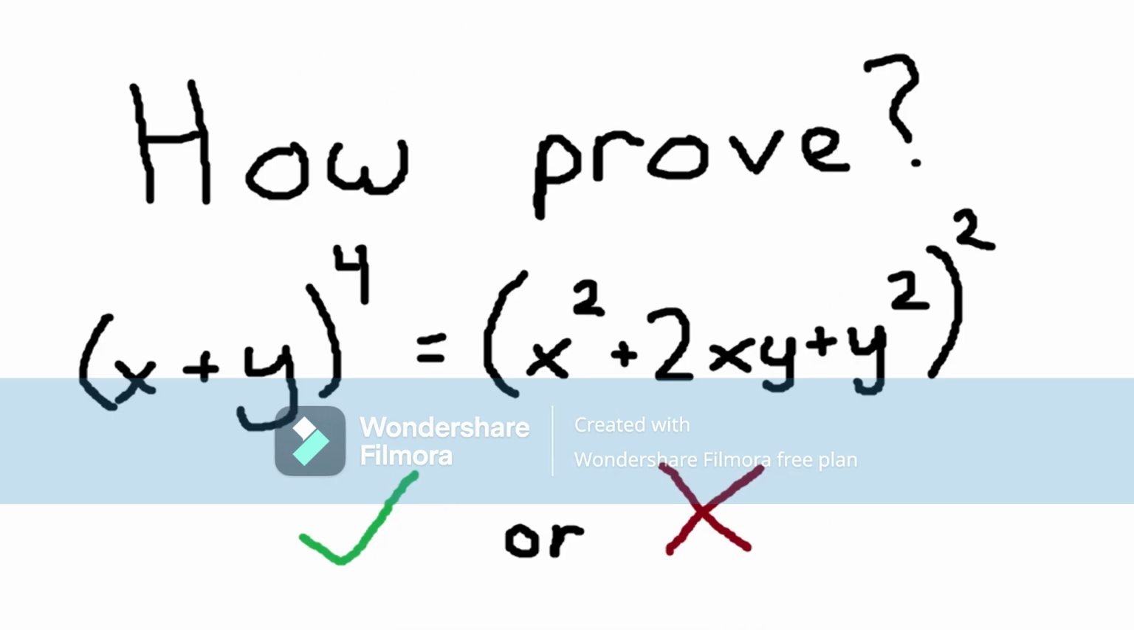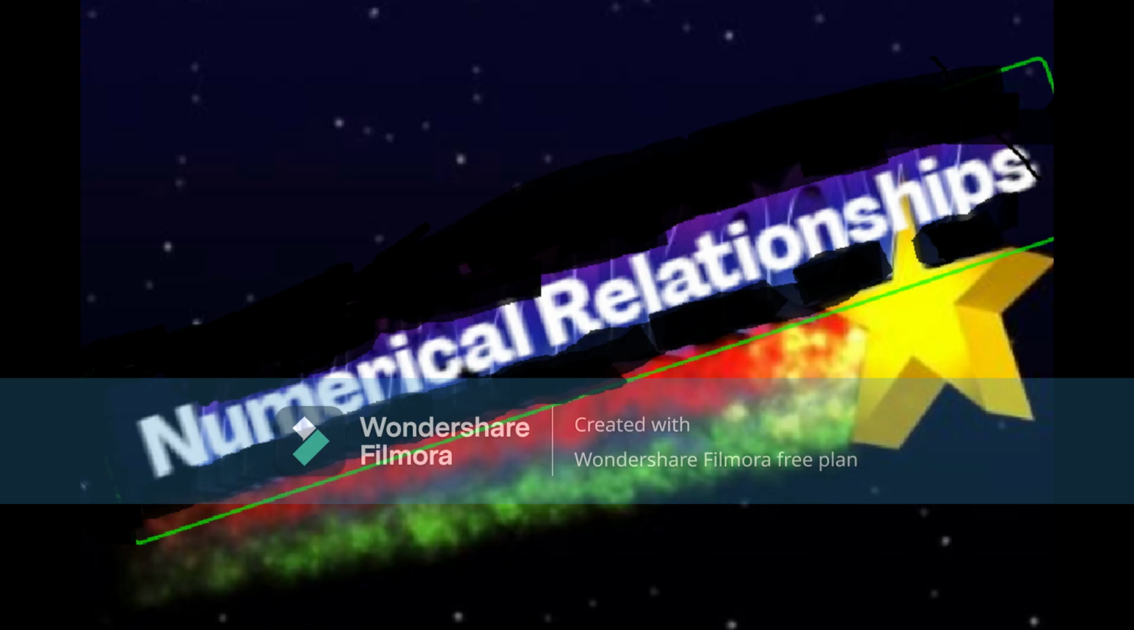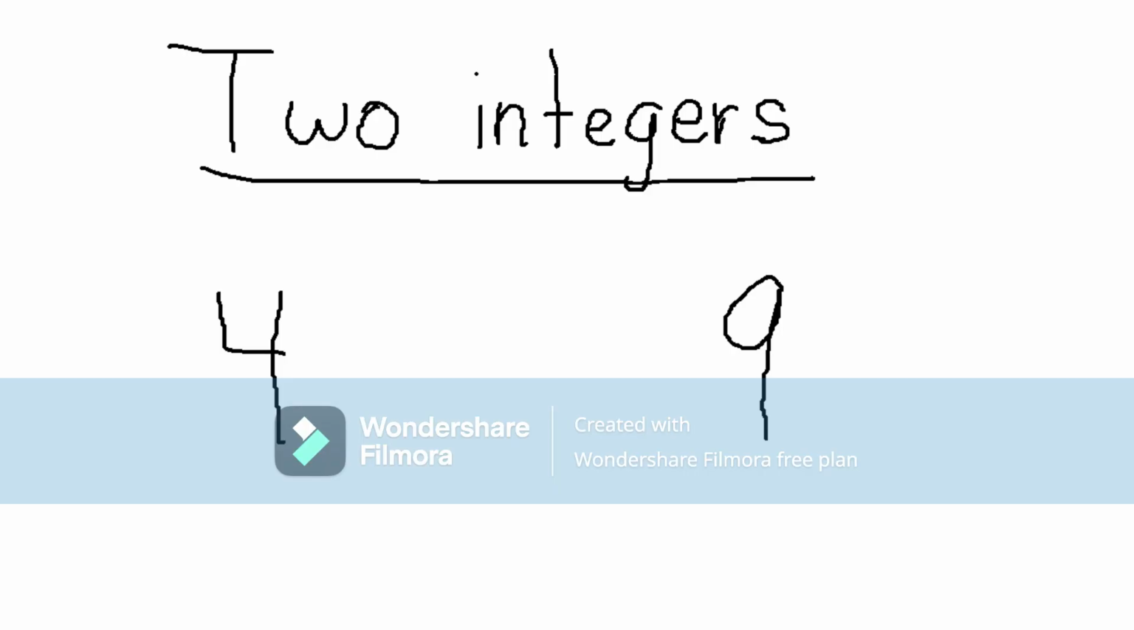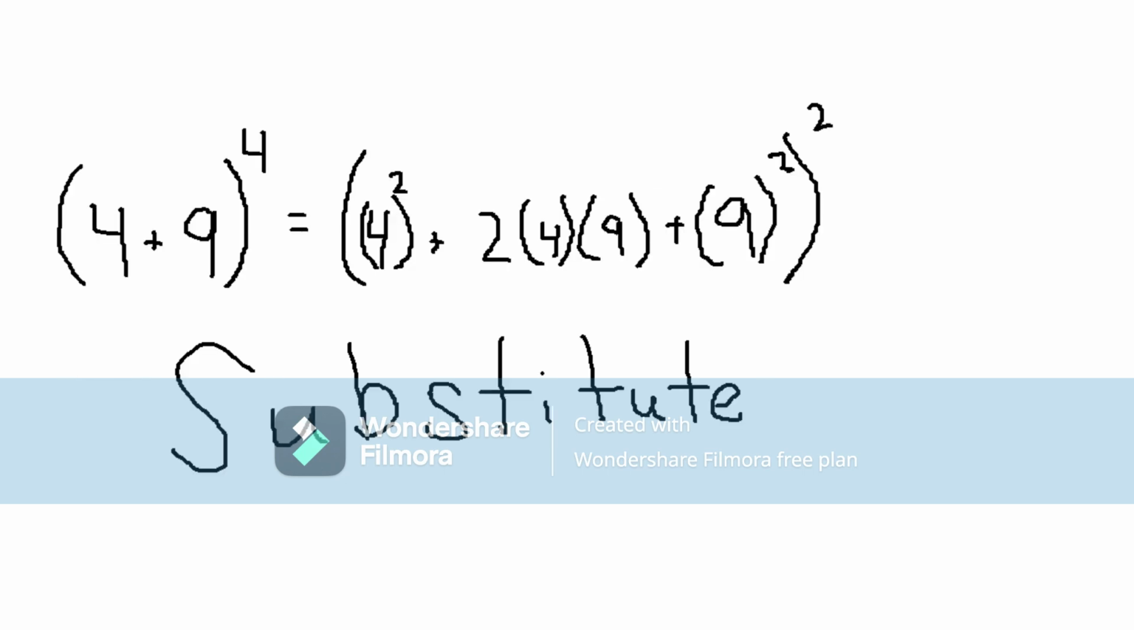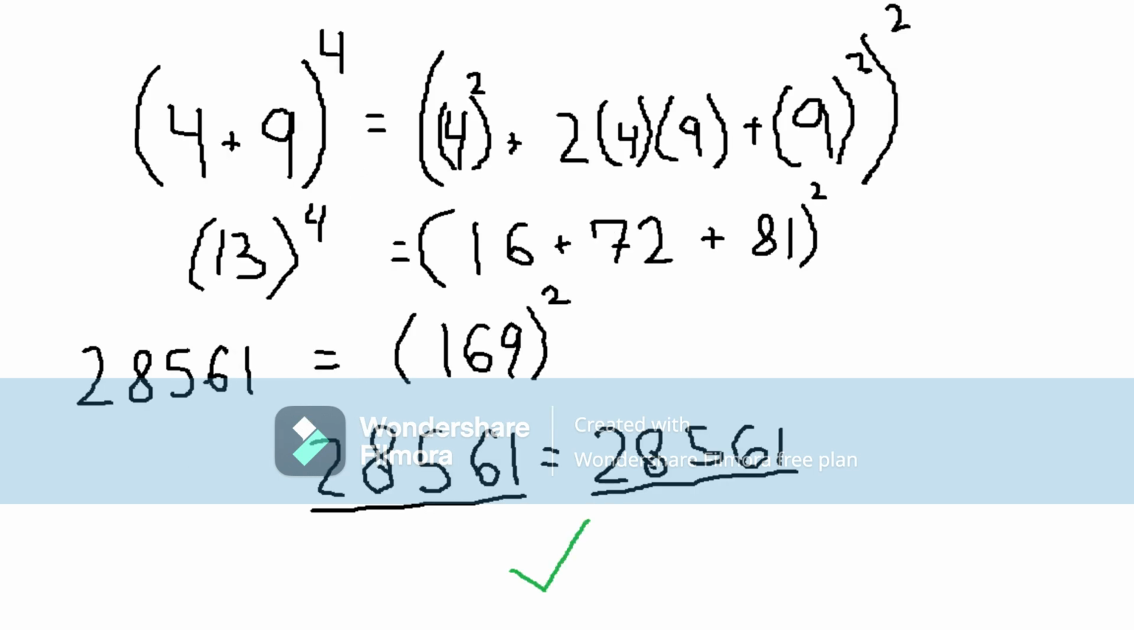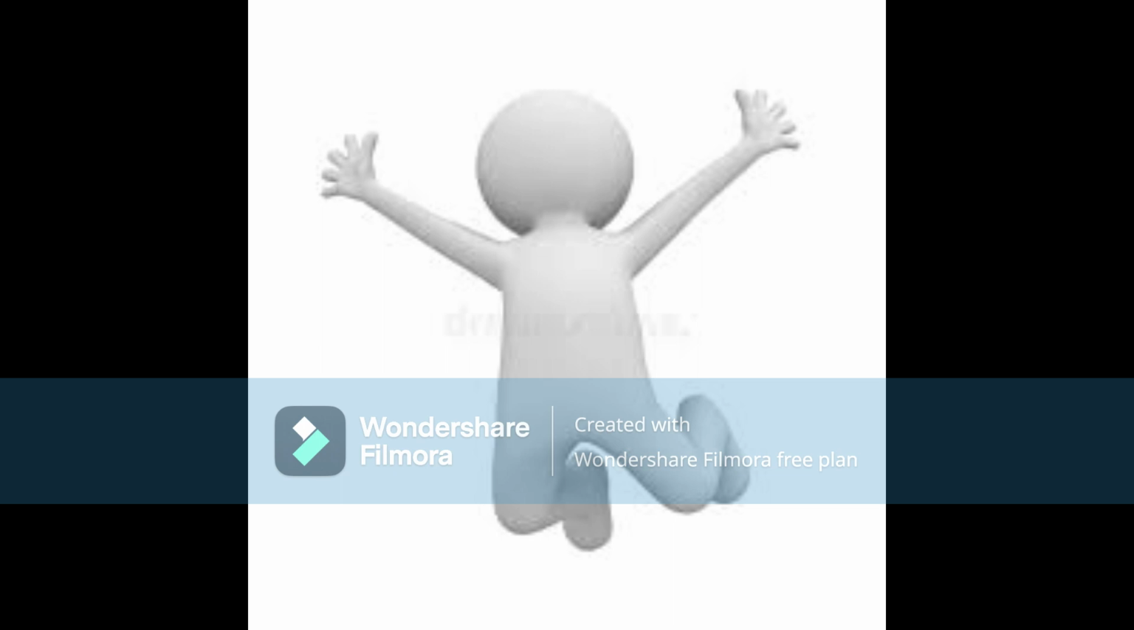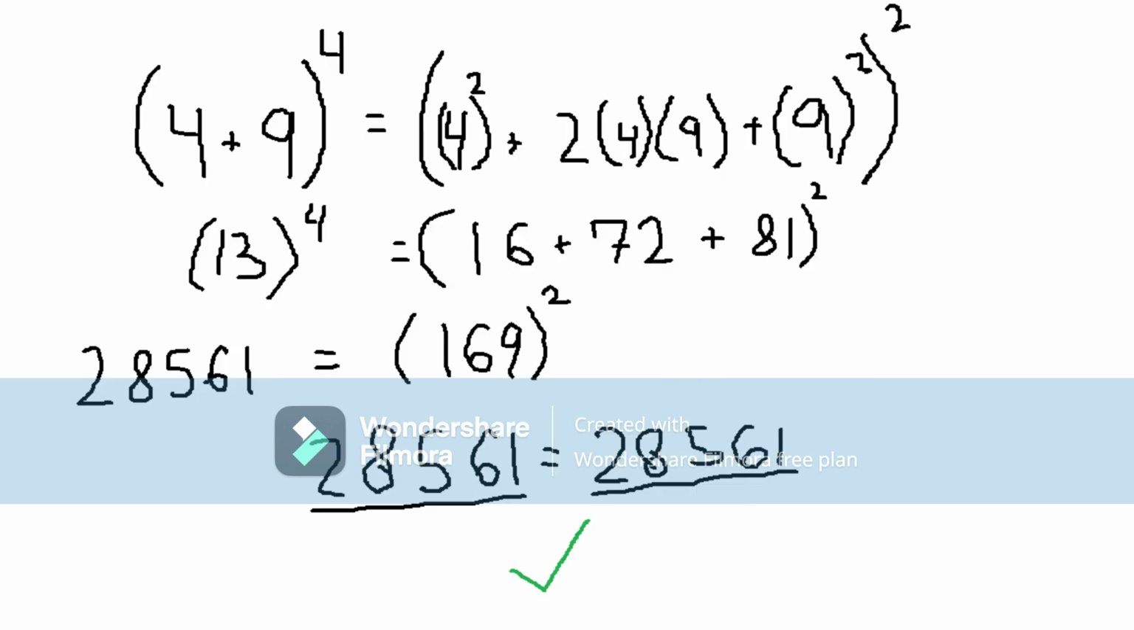We can prove it again by using, say it with me now, numerical relationships. Let's take two integers, 4 and 9. Suppose x is equal to 4 and y is equal to 9. If we substitute these values into both sides of the equation and simplify, we see that both sides are equal to each other. Hooray! Our identity has been proven yet again.